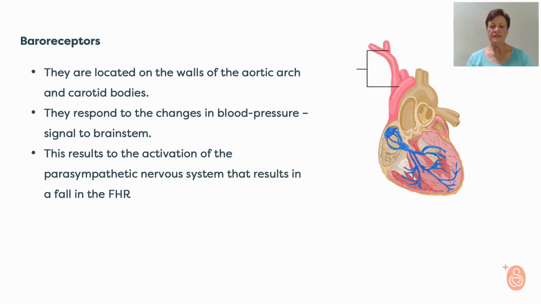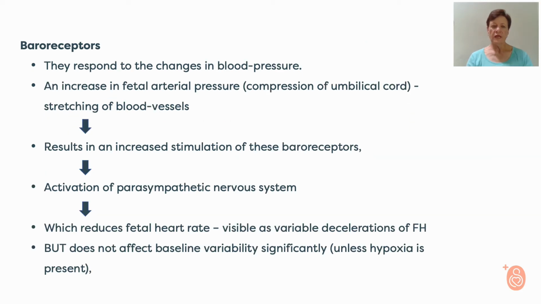And then they send a signal to the brain system, and this brain system activates the parasympathetic nervous system. And remember, I've told you you will hear many more times about parasympathetic and sympathetic. And parasympathetic, I've told you, decreases the fetal heart rate. So when there are pressure changes, we get these baroreceptors being stimulated. They send a message to the parasympathetic nervous system, which decreases the fetal heart rate. Now, this usually happens when there are fetal arterial pressure changes because there's compression of the umbilical cord.